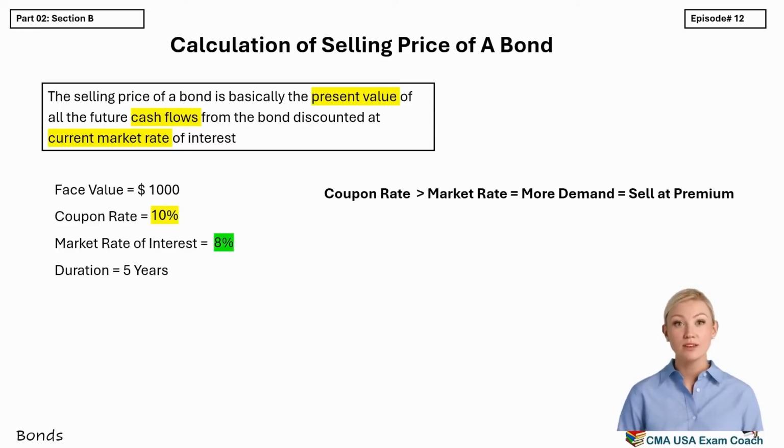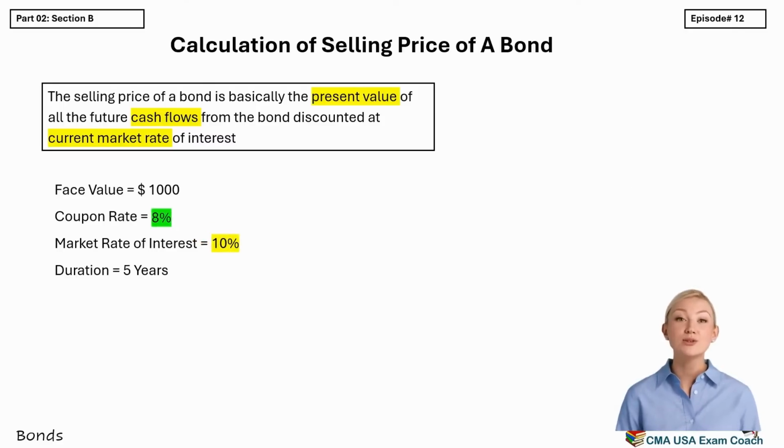Let's recap. The bond is giving a higher interest than the market. That creates more demand from investors. More demand leads to a higher price. So the bond is sold at a premium, that is, for more than the face value. This is a classic example of a bond being sold at a premium because the coupon rate is higher than the market interest rate. Let's now look at another scenario, this time the opposite case.